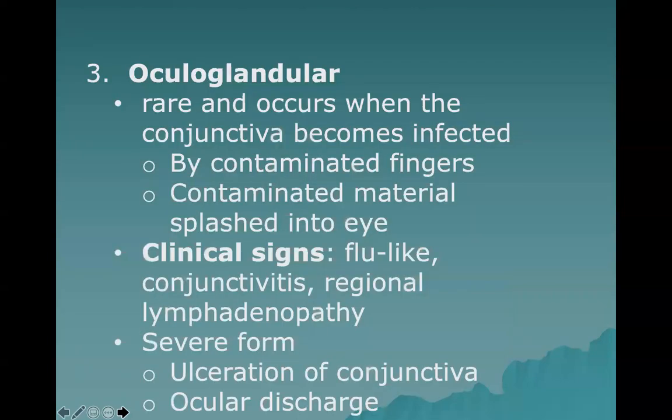Next, we have the oculoglandular form. Oculo, since it involves the eye, mainly the conjunctiva. Contaminated fingers and contaminated materials flushed into the eye are the common routes of infection. Clinical signs are flu-like conjunctivitis with regional lymphadenopathy. The severe form involves ulceration of the conjunctiva and presence of ocular discharge.